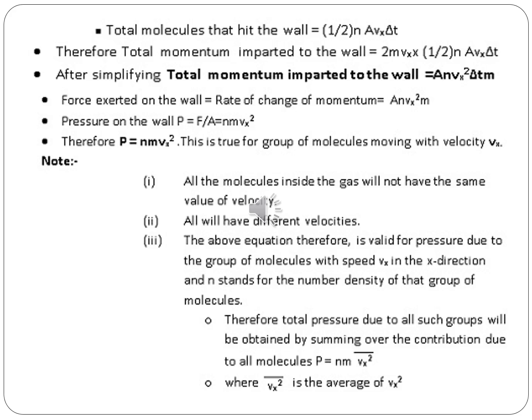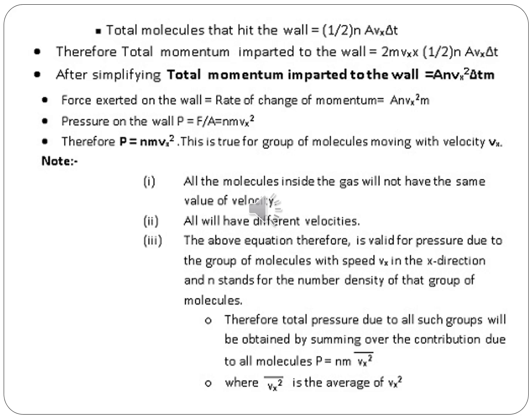This is true for a group of molecules having velocity Vx. You have to notice these points. First, all the molecules inside the gas will not have the same value of velocity. Second, all will have different velocities. And third, the above equation is valid only for pressure due to the group of molecules with speed Vx in x direction, and n stands for the number density of that group of molecules.